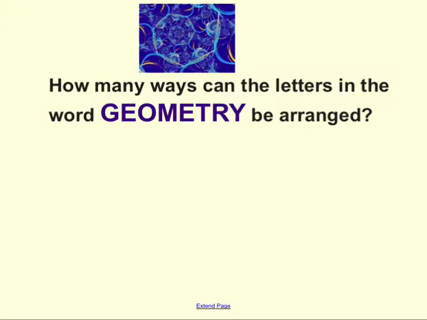Let's take a look at number 7. How many ways can the letters in geometry be arranged? The first thing I'm going to do is count how many letters I have in the word geometry. I have 1, 2, 3, 4, 5, 6, 7, 8 letters in the word geometry.